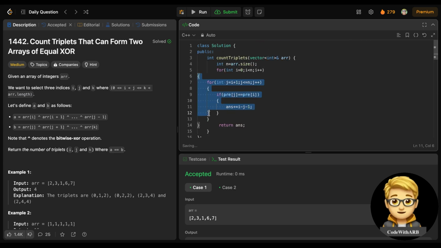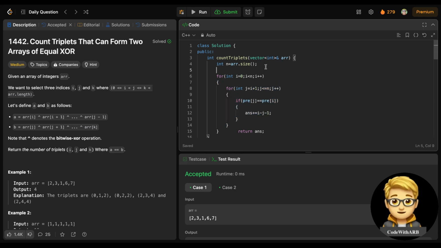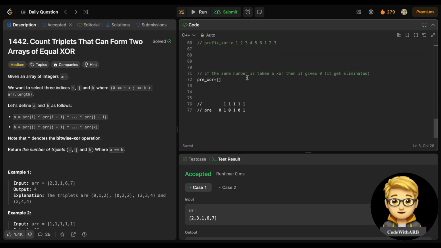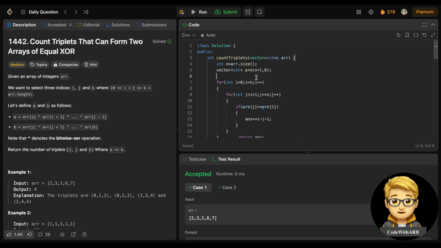So this is to store the answer. Before that, I need to store the prefix. So that would be n plus 1, and it would be initialized with 0. Why would it be n plus 1? To store its zeroth value, right? And now I will just start iterating from 1 to n to store the prefix value from the starting point.